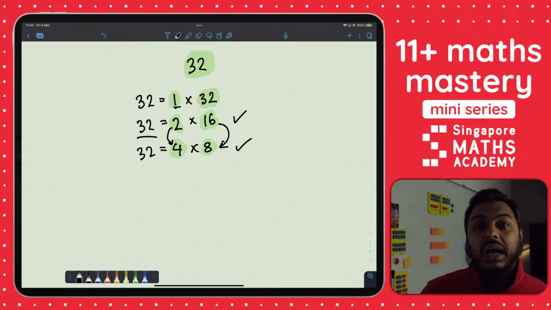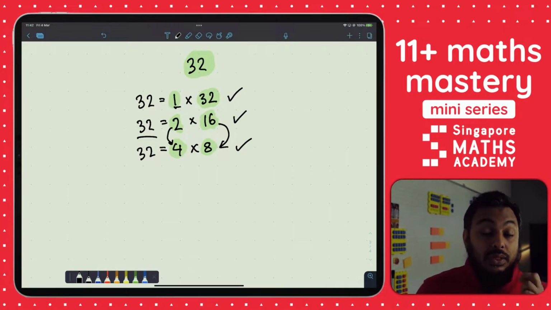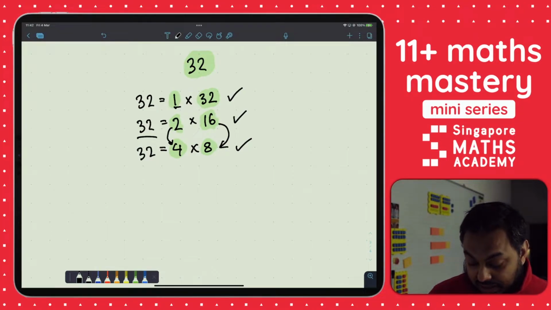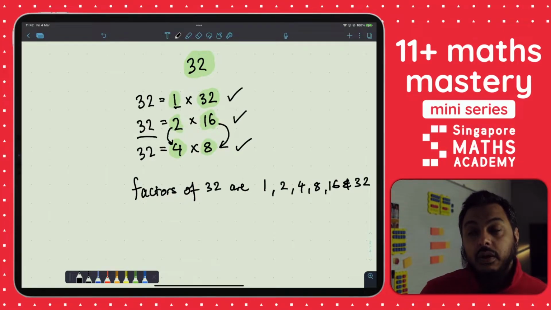And therefore we won't have any other ones after 16 apart from 1 and 1 times 32, which is going to be 32. So therefore the factors of 32 are 1, 2, 4, 8, 16, and 32. These are the factors of 32.